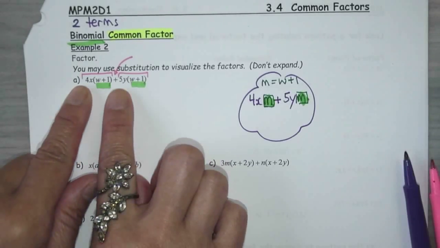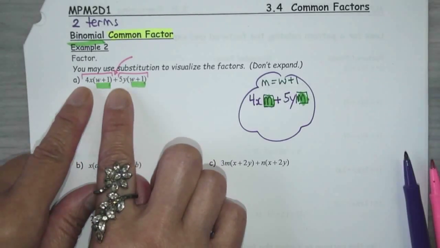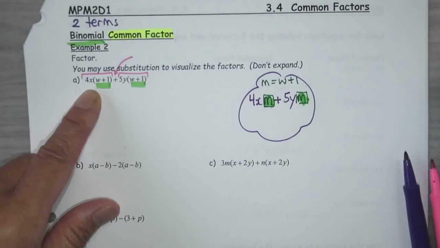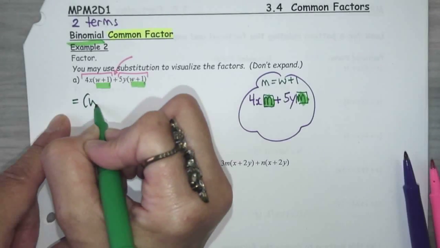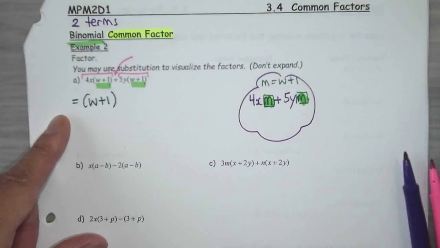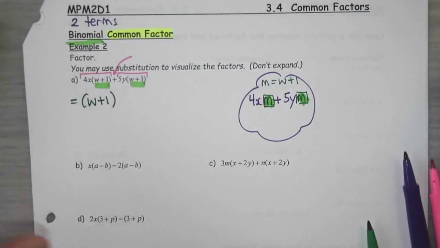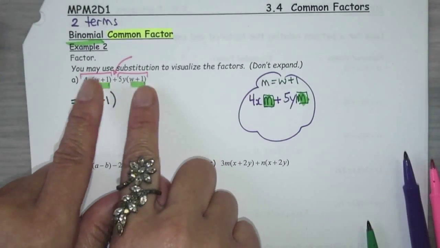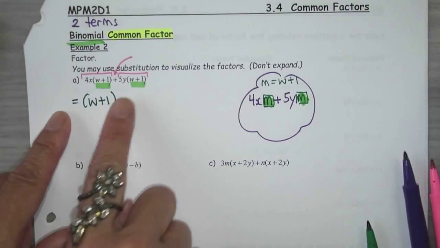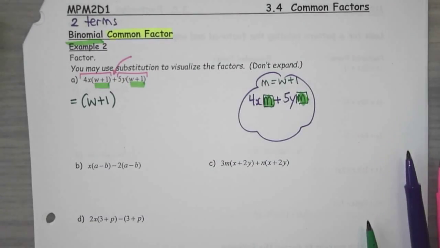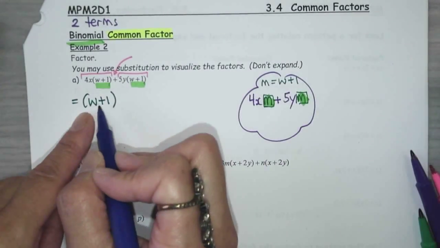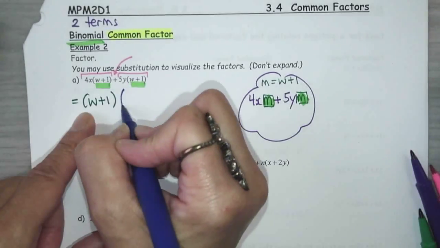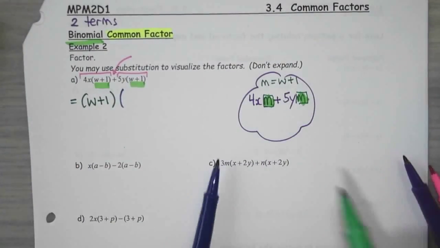Now look, 4 and 5, do they have anything in common? No. x and y? No. So the only thing that's in common is this w plus 1. I'm going to grab that guy there. Just one of each. Each of them have one to take out. So we take the 1 out here, just like what we were doing with the monomial common factor. If it's the same in both, I take 1 out, put it here. So it's the same as what I did here.